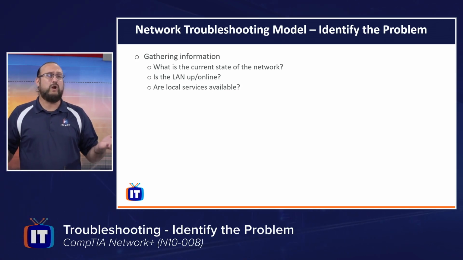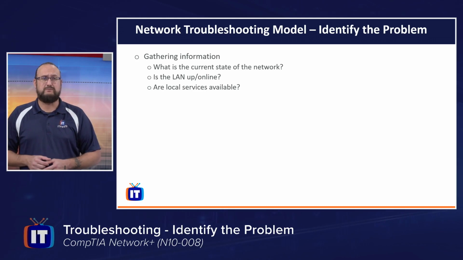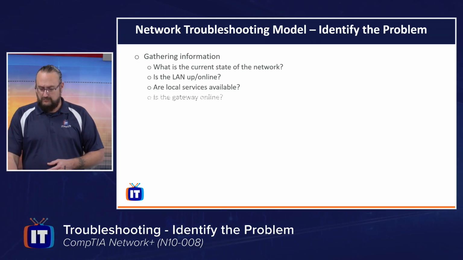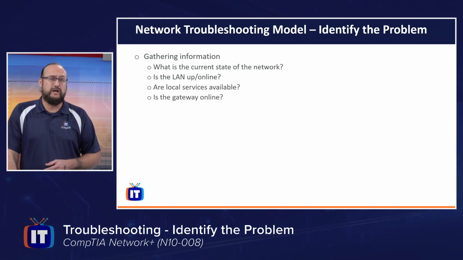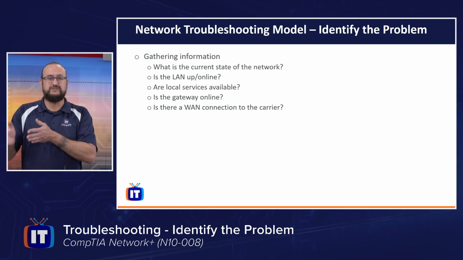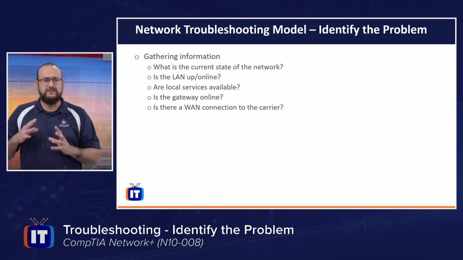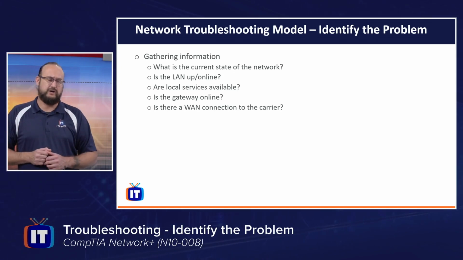Again, we don't know. We rely on a lot of network services in order to have communications, and if these services fail, then we might have a problem there. The other thing is things like the gateway. Is the gateway online? Can we communicate with the gateway? Is there a WAN connection? Can we connect to the carrier network, or ISPs? All of this is going to help us to establish the current state of our network.